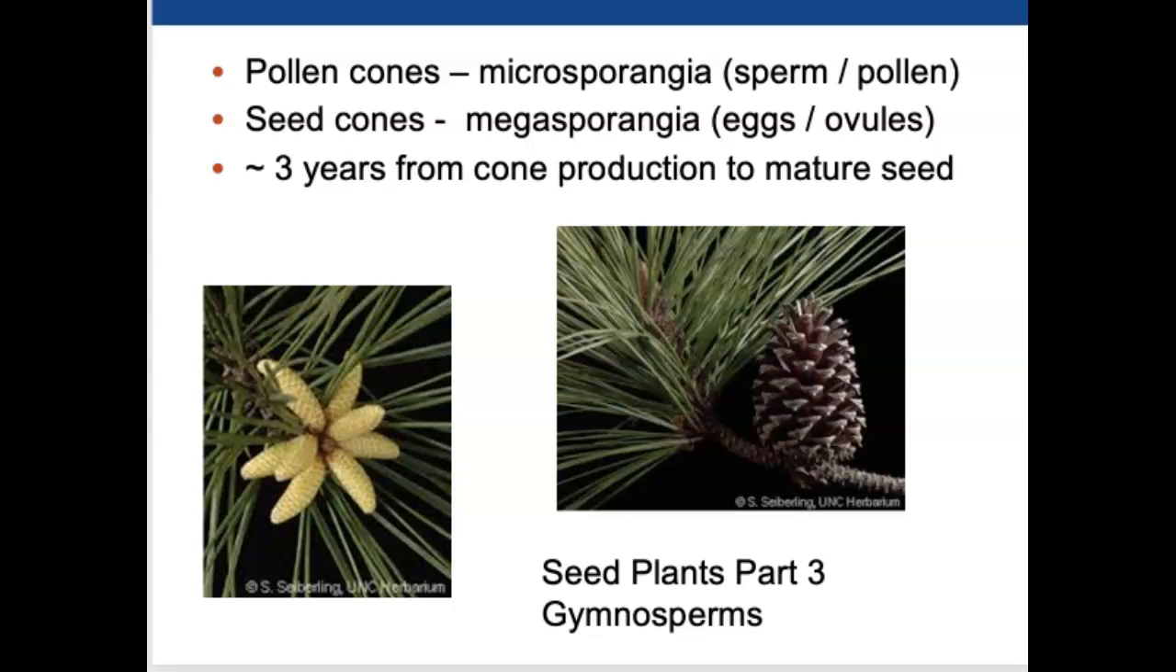All right, so last time we left off talking about these pollen cones that produce microsporangia, or sperm and pollen, and then seed cones that produce megasporangia, the eggs, the ovule structure. And in general, very general, it's about a 3-year process to go from cone to mature seed. So that is something I want you guys to remember. Put a little sticky note, little star. In some of the conifers, 3-year process for reproduction.